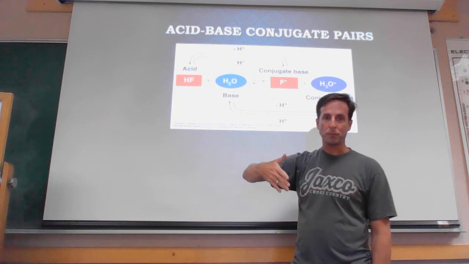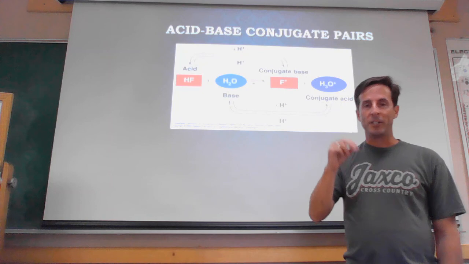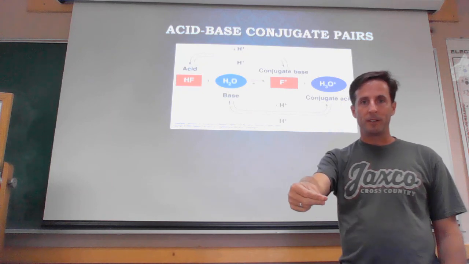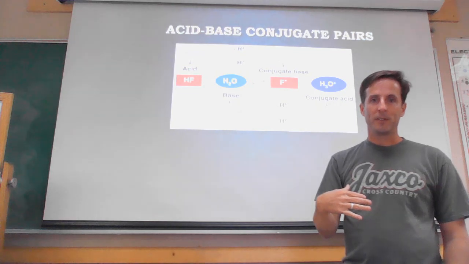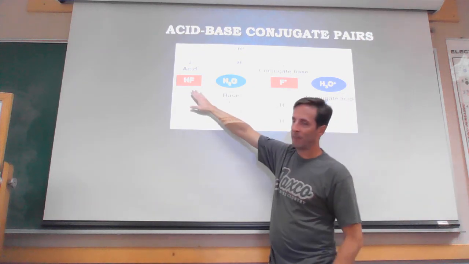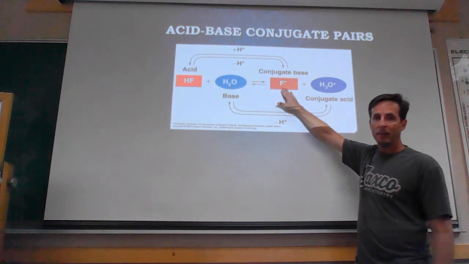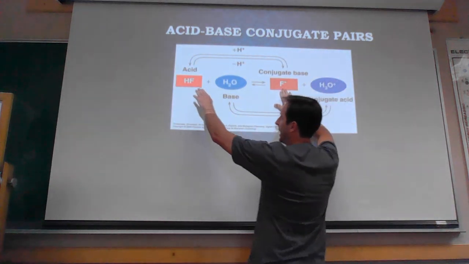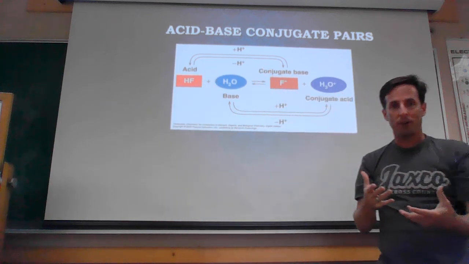That's important. Then I look and say, okay, well, the HF, its job is to give away a hydrogen. Once it gives the hydrogen away, what's left? Well, with HF, if I take away the hydrogen, it leaves me with F minus. So it's kind of important to realize HF and F minus, they're related to each other.